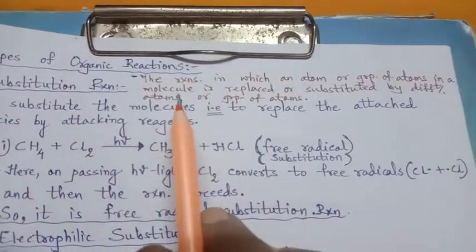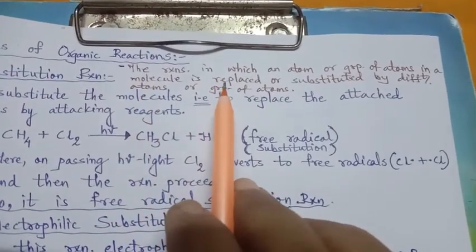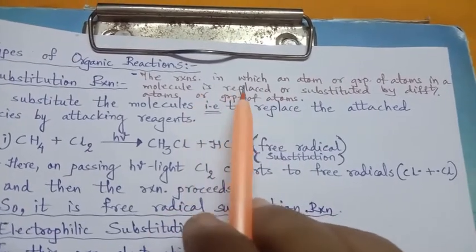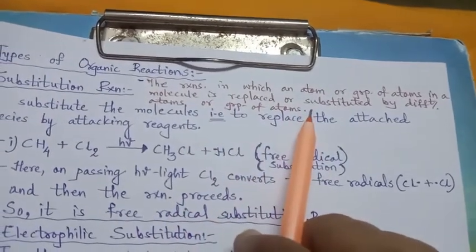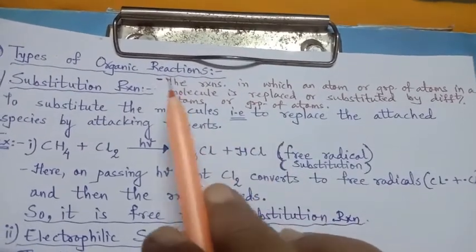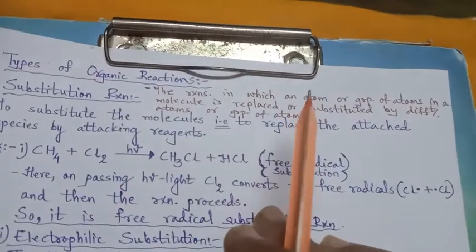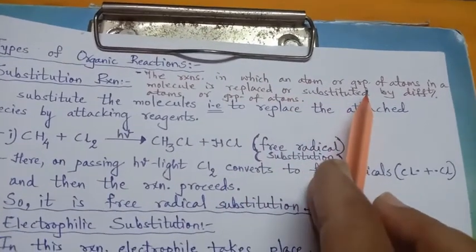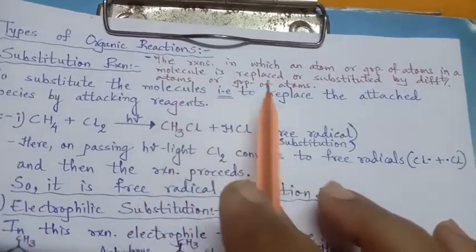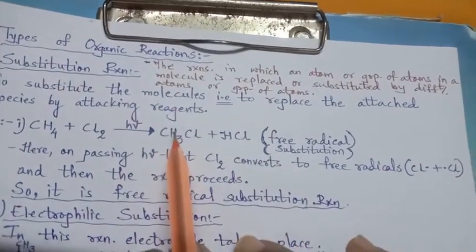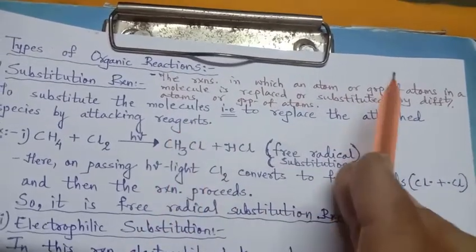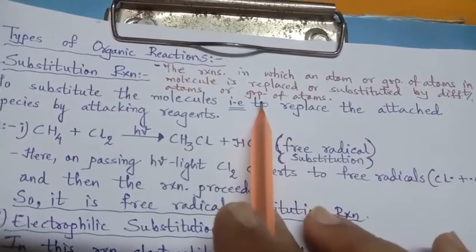How can we define it? The reactions in which an atom or group of atoms in a molecule is replaced or substituted by different atoms or group of atoms are called substitution reactions. Either one atom or a group of atoms can substitute either one atom or a group of atoms. That means one atom can replace another atom, or a group of atoms can replace a group of atoms.